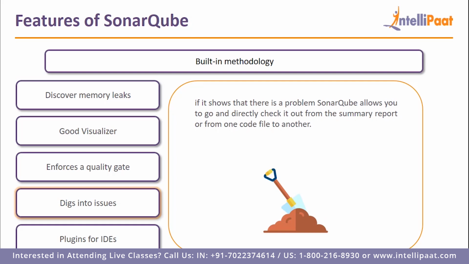Digs into issues. If it shows that there is a problem, SonarQube allows you to go and directly check it out from the summary report or from one code file to another. When you're going through the summary in the SonarQube dashboard, and if you see an error, you can just click on it and it will directly take you to where the code is, and it will give a brief summary of what the problem is in that code.